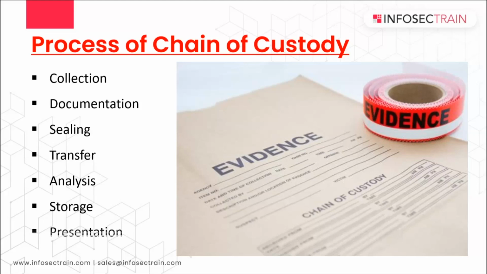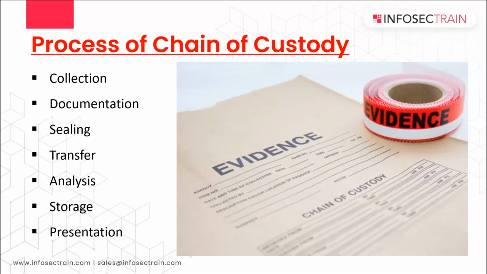Okay, and what about next? Make a presentation, meaning the reporting. This is the final step, where the evidence is presented in court, and the chain of custody documentation is used to establish the integrity and admissibility of the evidence. So overall we can say the chain of custody process is designed to ensure that digital evidence is collected, analyzed and presented in a way that meets legal standards and can be trusted in court, right? So this is nothing but the process of chain of custody, how chain of custody works, starting from collecting to presenting in court.